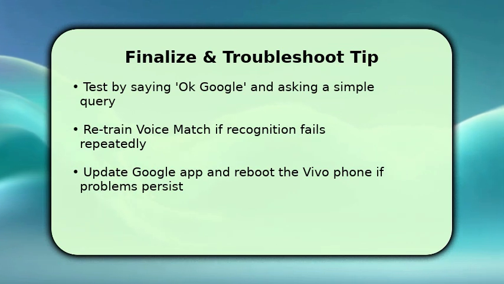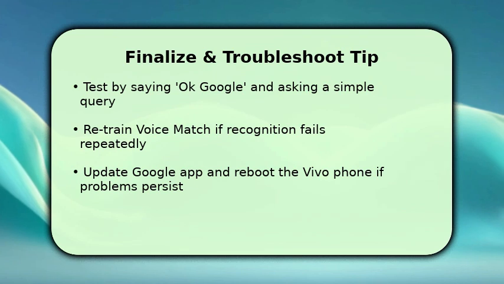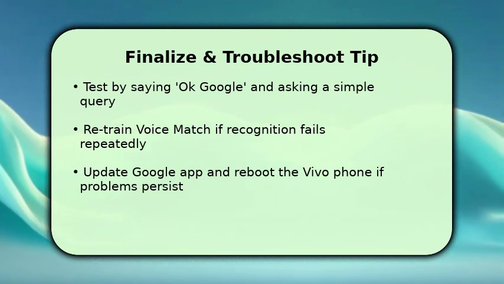Key troubleshooting tip. If persistent false negatives occur, clear Google App Cache, update the app, and retrain voice match. This often fixes corrupted model audio or outdated resources.